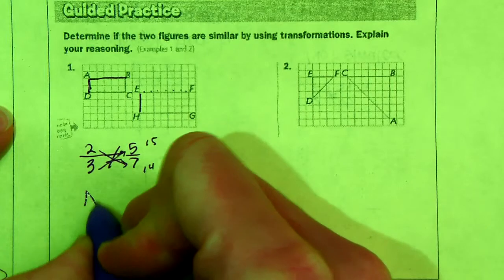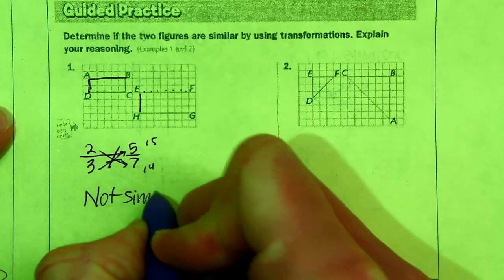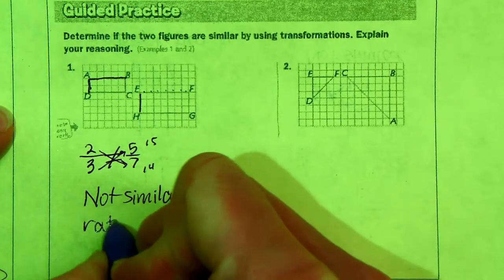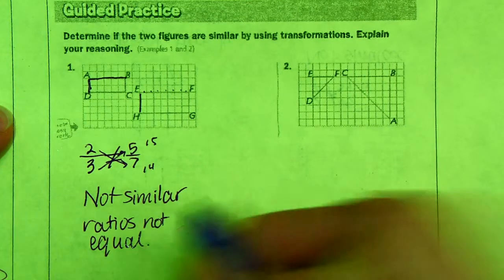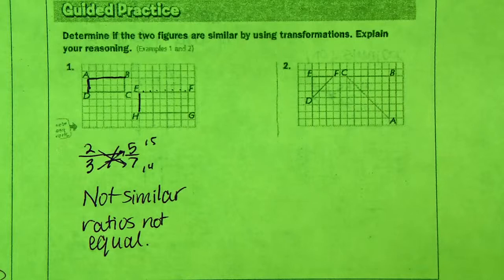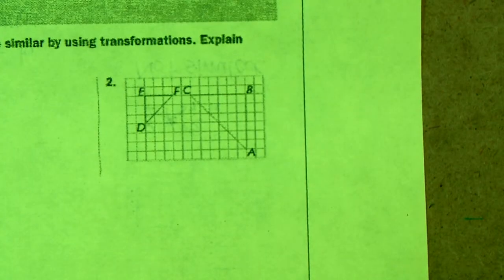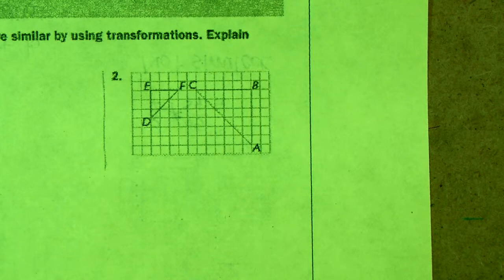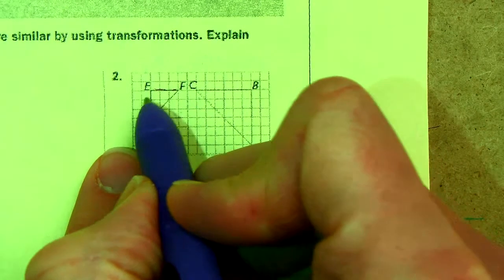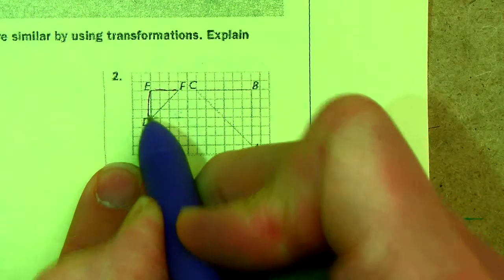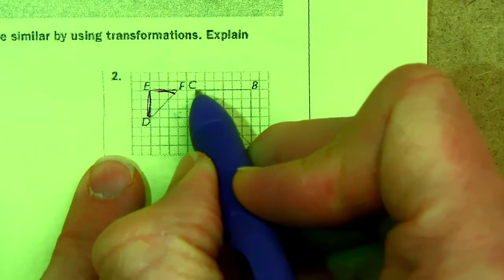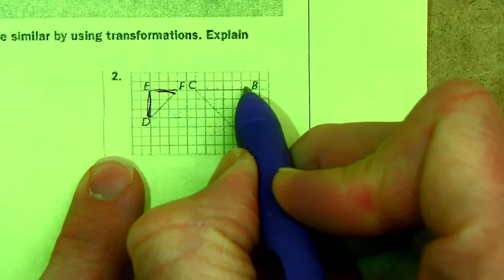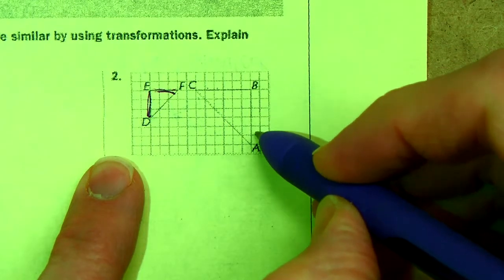Ratios not equal. All right, let's check out number 2. We've got 2 right triangles again. Not only are they right triangles, but I think they might also be isosceles. I'm throwing that word at you because remember, isosceles means 2 sides are equal. So EF is 3 and so is ED. So 3 over 3 and 6 over 6. So 3 over 6 and 3 over 6. Those are the same, you guys.